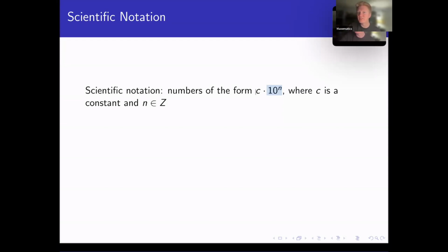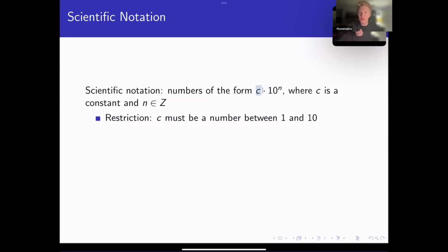So c is going to be some constant, n is going to be some integer. It could be a positive integer, it could be a negative integer, it could be 0. One restriction that we have is that this c must be between 1 and 10. So we need a way to say, okay, when do we stop moving decimal places over? When do we stop having zeros as places? Well, what we're going to do is make sure that this constant is always between 1 and 10. It'll make a little bit more sense when we do an example.